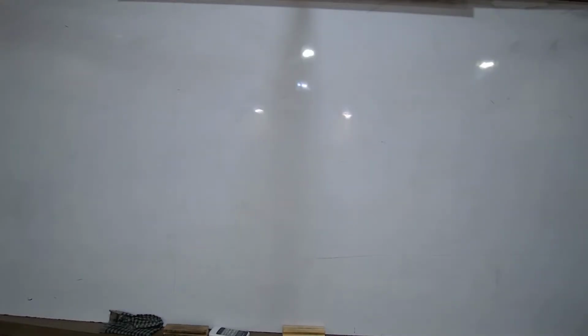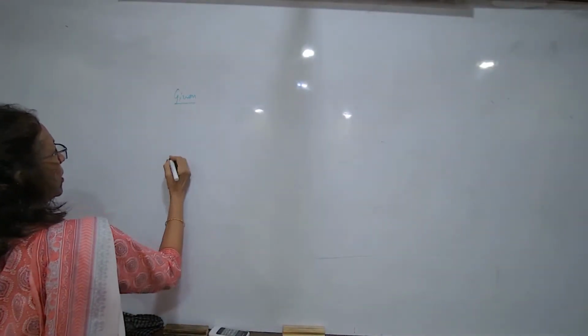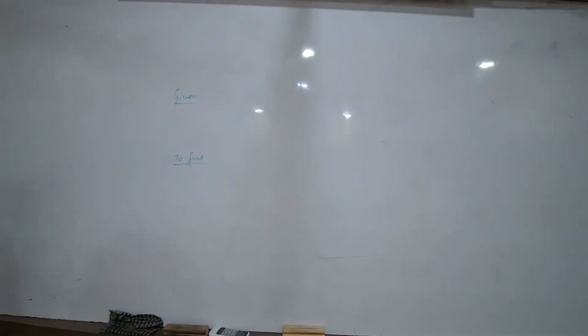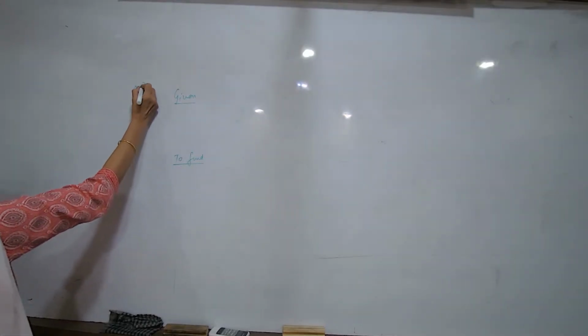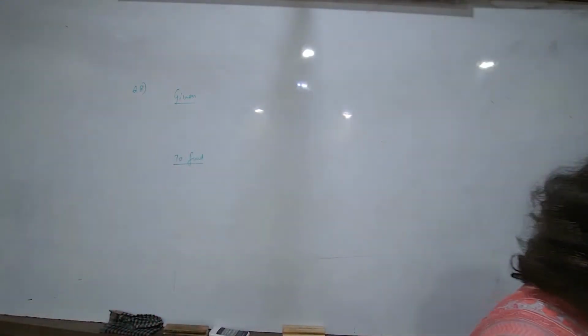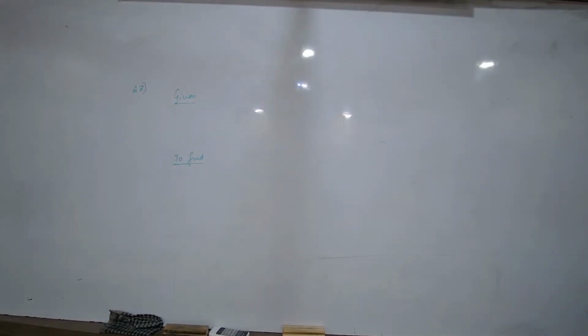So what is it? Take down the information, the same thing. I want you to first write down, try to understand what is given to us and what we have to find. Read the sum carefully. Which one is it? Sum number 8. Tell me now. Question number 8. Read it out, understand, and then we'll fill up the information.